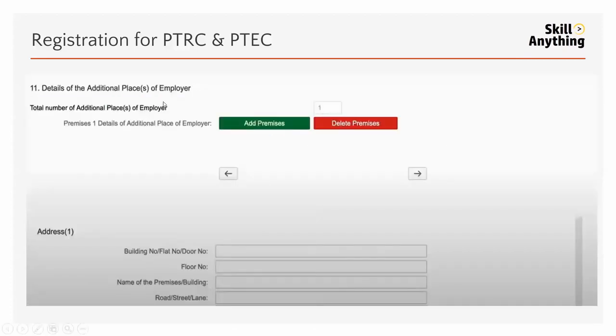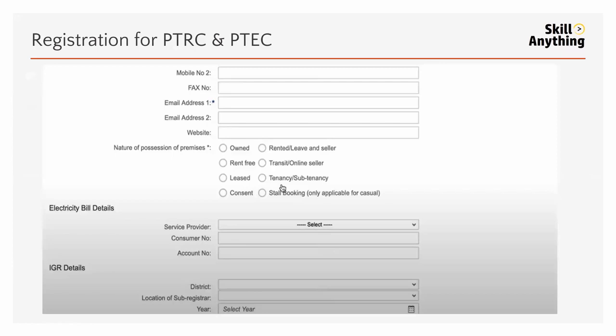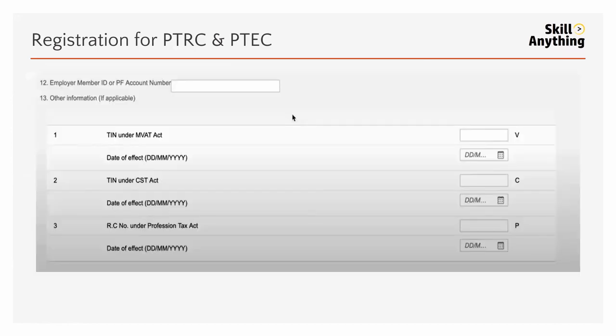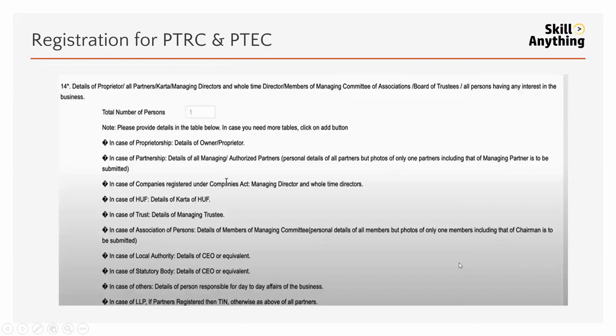In next, you have to add employer details, meaning directors or partners or owner details, address, their contact numbers, and again electricity bills to provide their residential address proof. After that you have to click on next. In next page, you have to enter the employer's member ID or PF account number, meaning TIN number or PF account number. If TIN under the MVAT Act, CGST Act, date effective, you have to update all these things. After that, click on next.